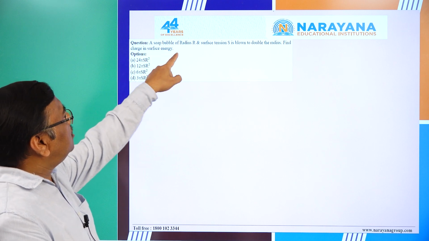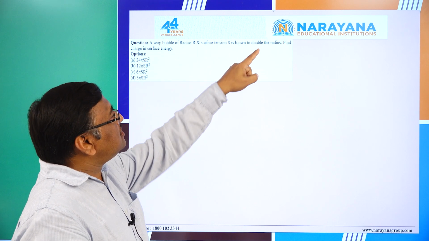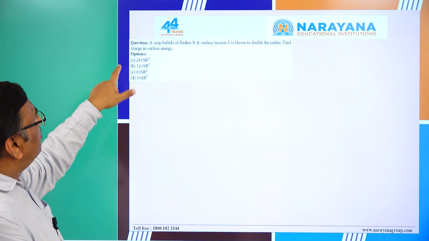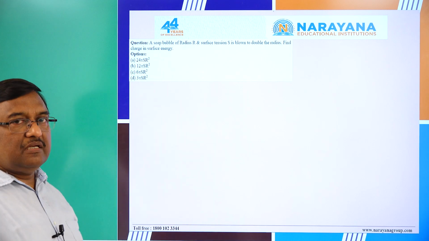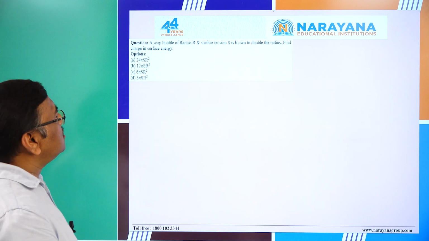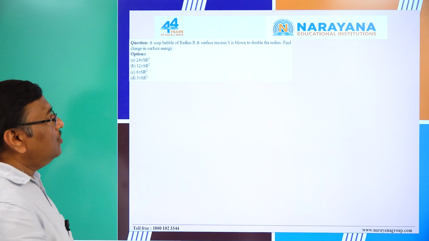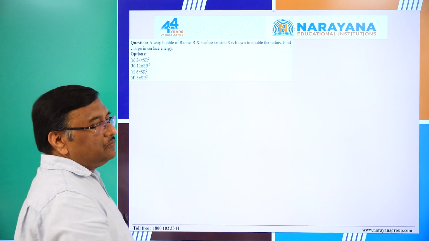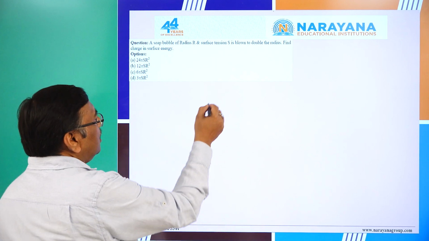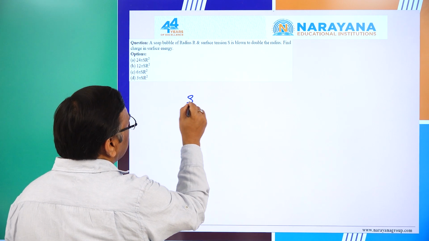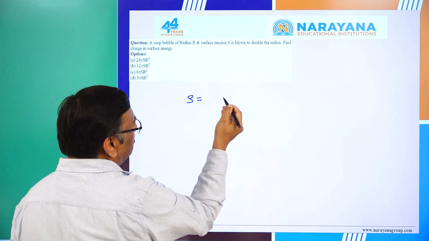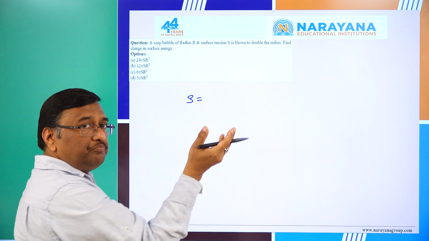A soap bubble of radius r and surface tension S is blown to double the radius. Find the change in surface energy. Again, it is a definition based question from surface tension. You know what the energy of the soap bubble is. The main thing here, we know surface tension S is equal to work done per unit area.